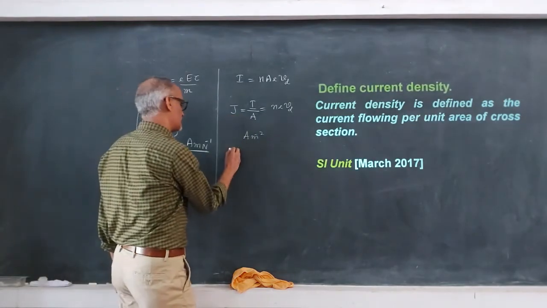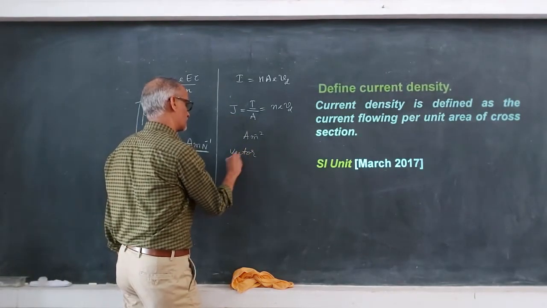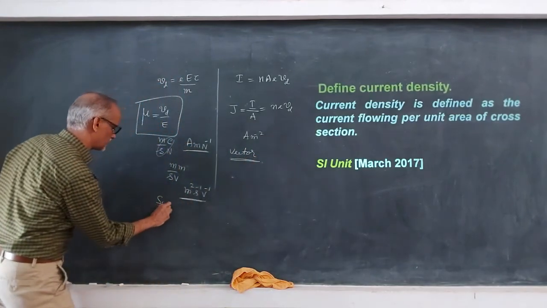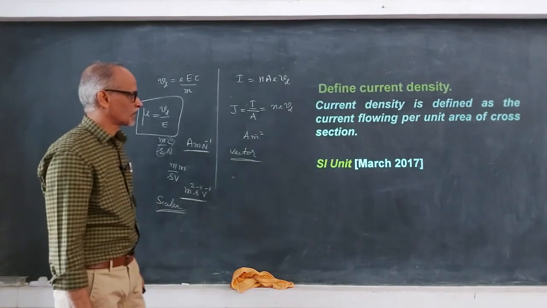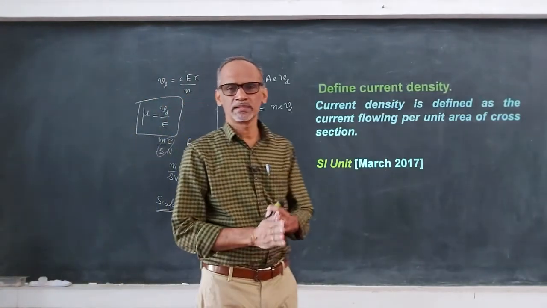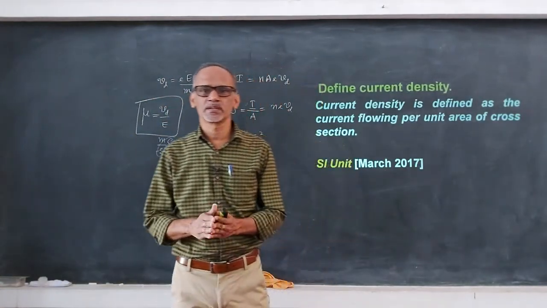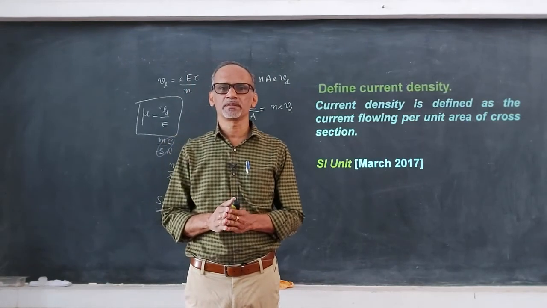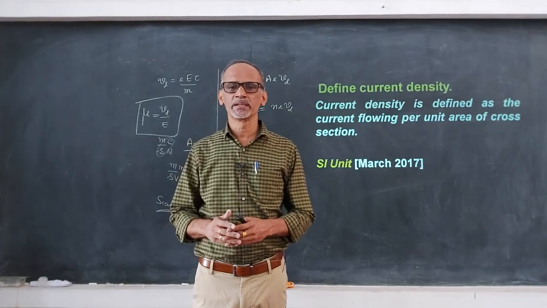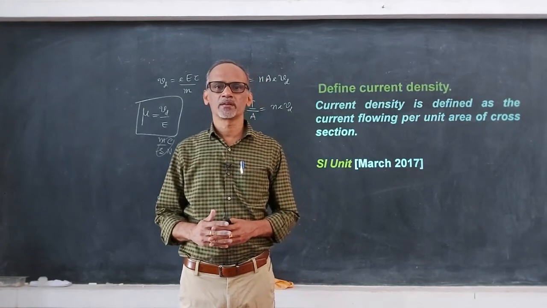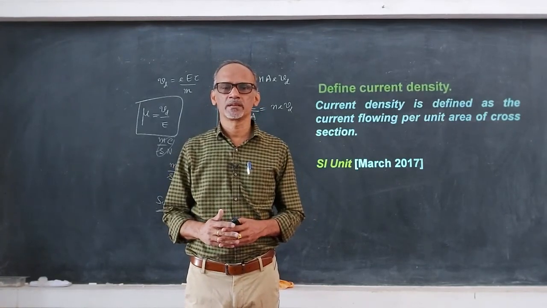And current density is a vector quantity, whereas mobility is a scalar quantity. So, hope you have again understood all the terminology that we have used in the new chapter called electric current. We are going to learn more about it and more numericals on this particular topic in my next class.